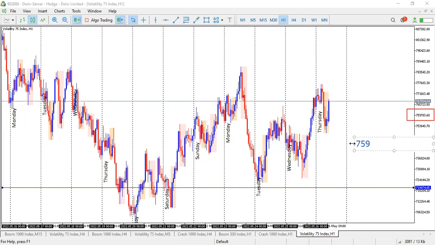783.60. So now for volatility 75 and every other volatility that has the same spread like this, this is how you calculate the psychological area. This is how you calculate the psychological area. So basically, we are going to be using this first. This is the area we're going to be using. We can use this for 75.